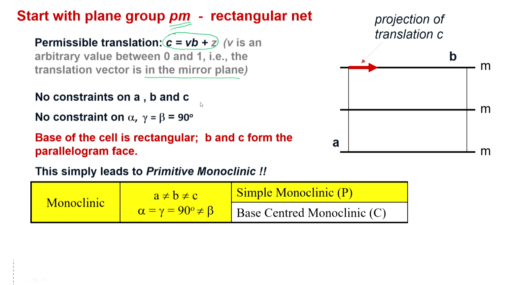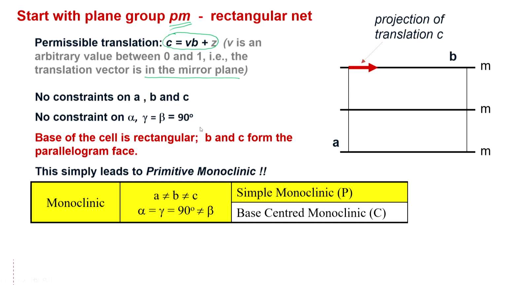So, no constraints on A, B and C again, because this vector C could be of any length, and A and B to start with were unconstrained. However, you will notice that the angle alpha, which is the angle between B and C, has no constraint, but angles gamma and beta are 90 degrees. So, what kind of a unit cell is this? This is basically again a primitive monoclinic unit cell, as you can see, A, B and C no constraint, and two angles are 90 degrees, the third angle is unconstrained.